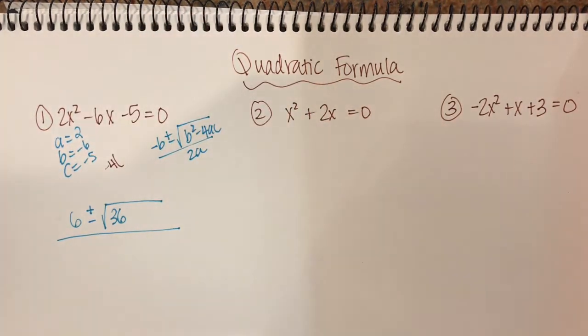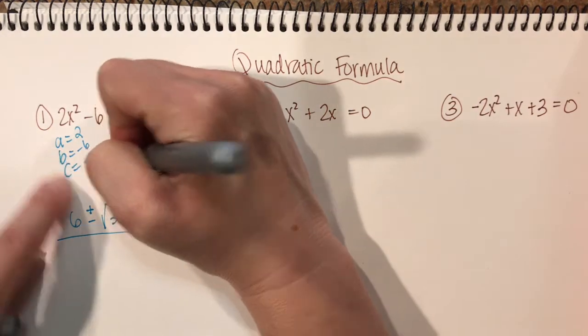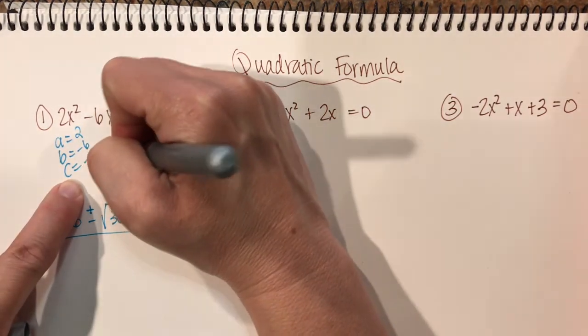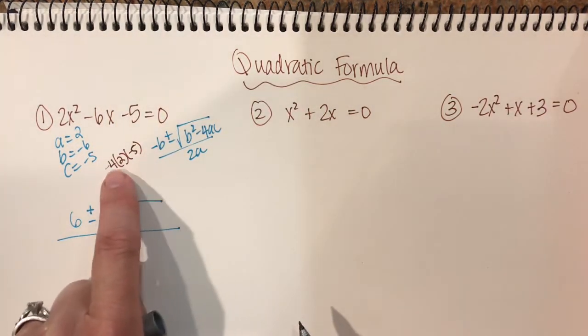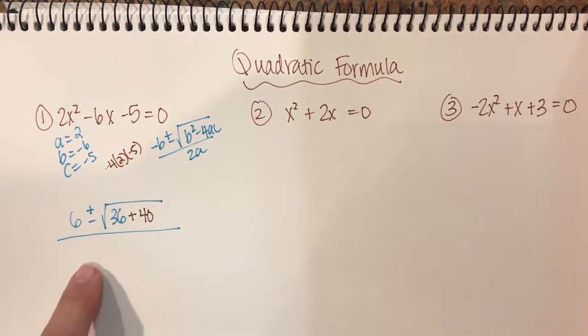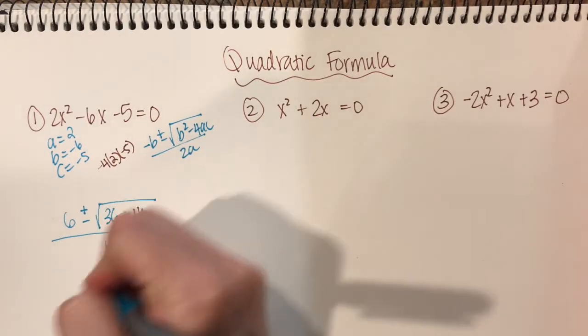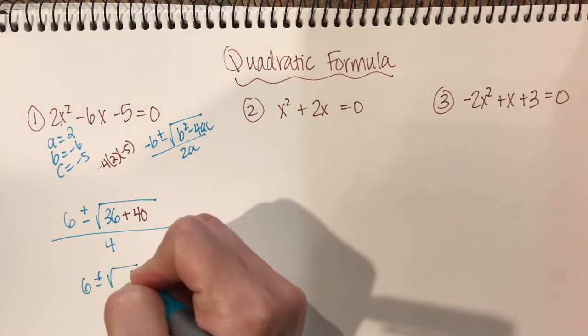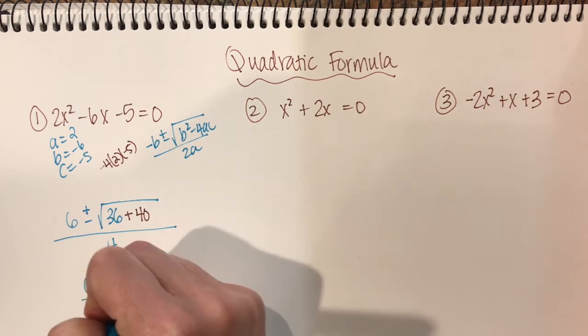-4 times A times C. Notice we have two negatives. That will become +40. So make sure you write +40 right here. And then all over 2A, 2 times 2 is 4. So we have 6 plus or minus the square root of 76 all over 4.